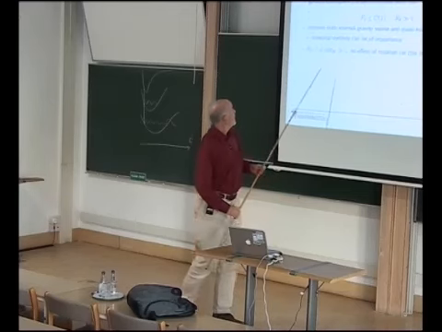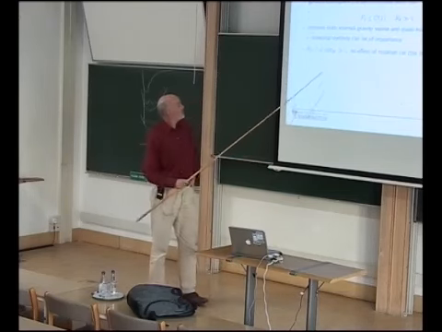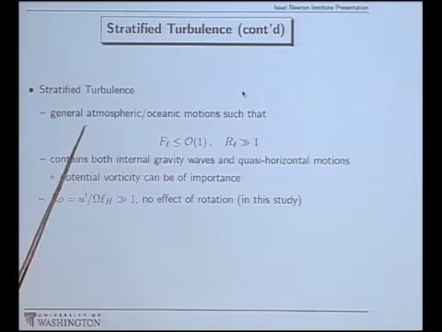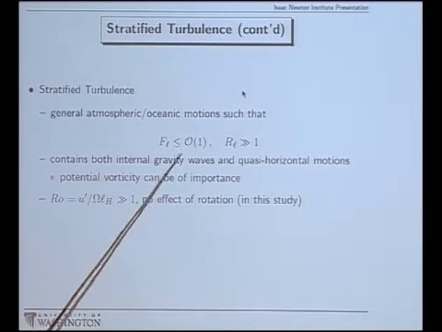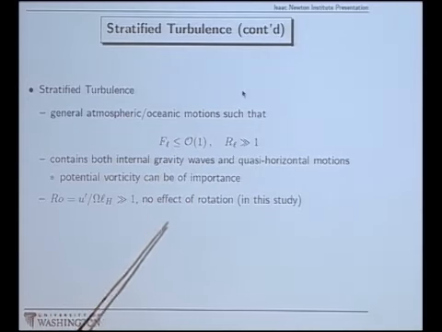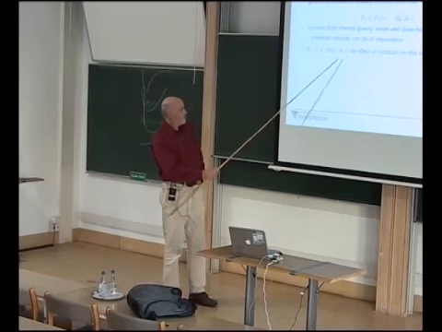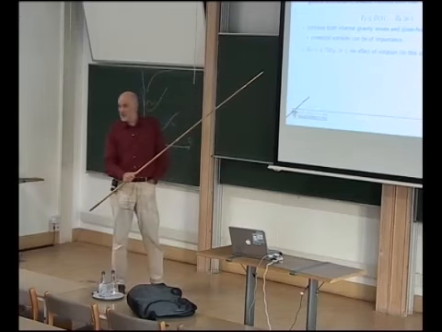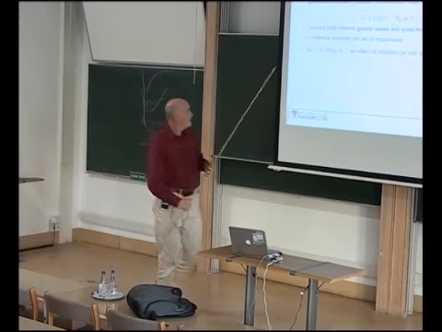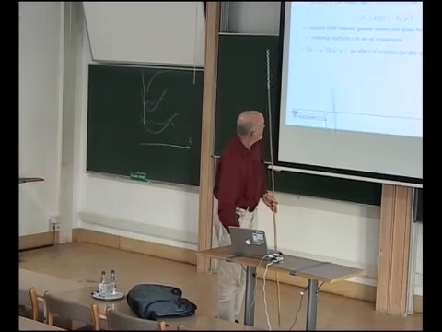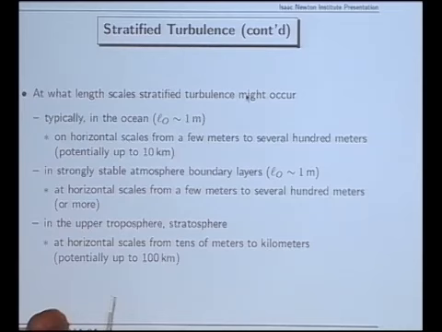And then what also comes in is a gradient Richardson number that tells us something about the local instability of the flow. So those are important parameters in the discussion. As we were just discussing a little bit ago, what I mean by stratified turbulence here is general atmospheric and ocean motions where the Froude number is small and the Reynolds number is large. And I'm not really considering rotation. I'm considering the Rossby number to be very large.